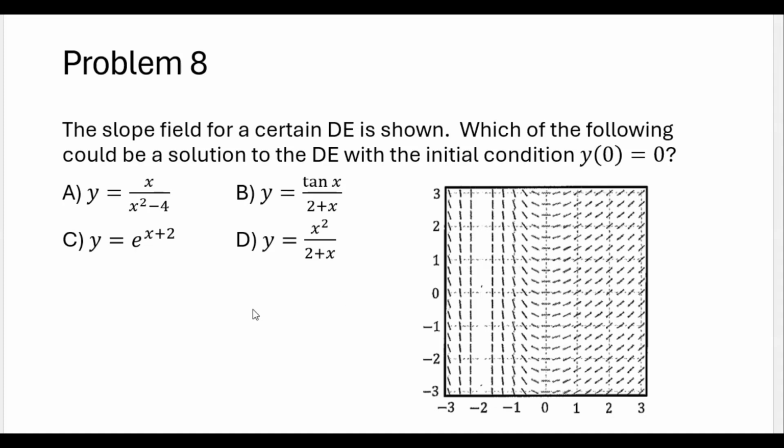But we can actually eliminate C right away. It says we need the initial condition y of 0 equals 0, so the point (0, 0) should be on these curves. What's y of 0 for this one? When you plug in x is 0, you get e squared. That's clearly not 0. Eliminate C right away. It doesn't even meet the initial condition. All the others would, though.